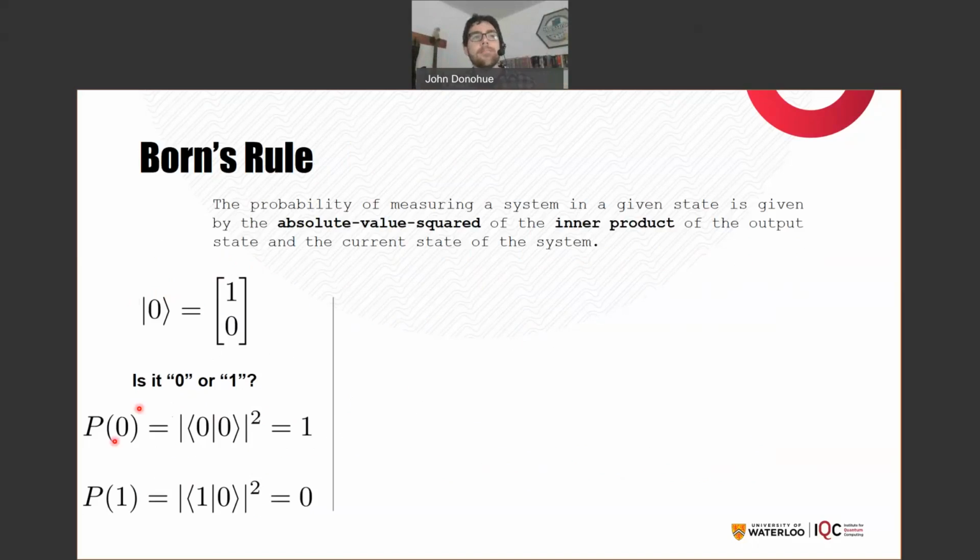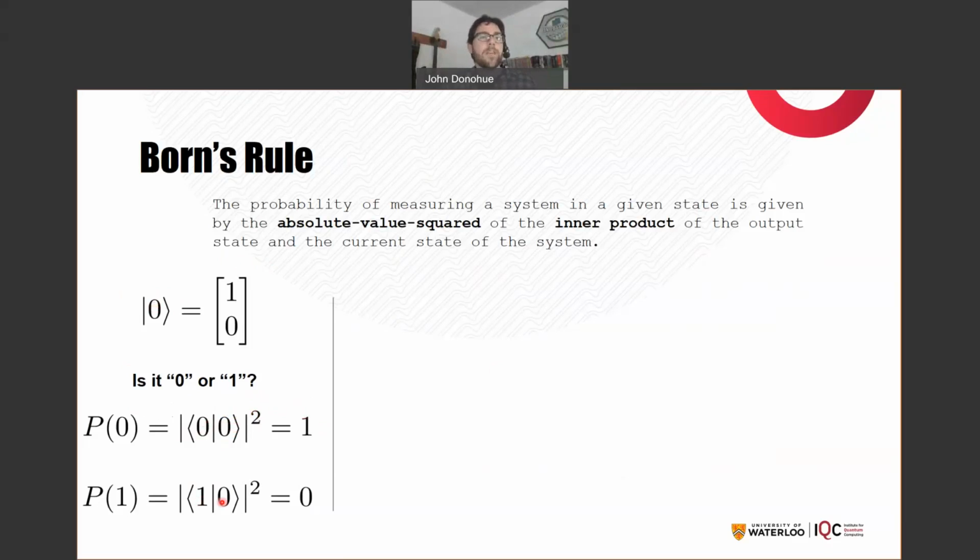Well, the probability of finding it in the state 0 is equal to the overlap of the state we have with the state we're measuring, absolute value squared. So the overlap of this unit vector with itself is equal to 1. Square that, you get a 1. So the probability that when you ask this state the question, are you 0 or are you 1? The probability of measuring the outcome 0 is 100%.